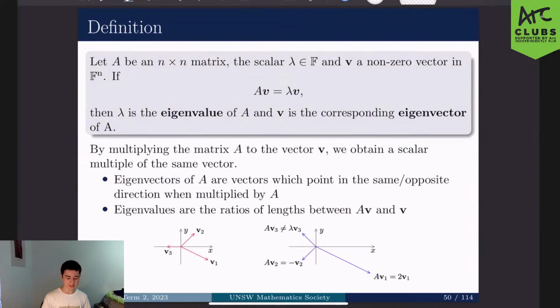An eigenvalue is simply a multiple of some vector, through which a matrix multiplication of the same vector results in the multiple of the vector. So all vectors of this form, for some specified matrix, give us certain eigenvalues through which we get eigenvectors, which are our special vectors through which this property holds. So lambda in this case is the eigenvalue of A, and V is the corresponding eigenvector of A.